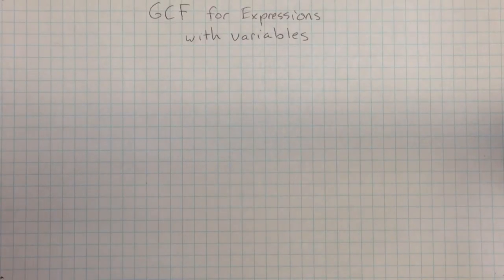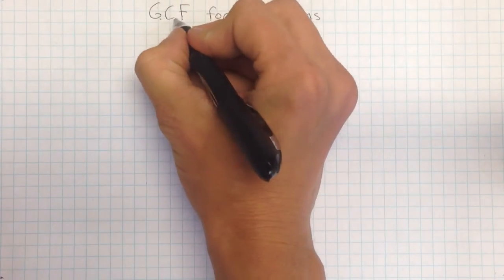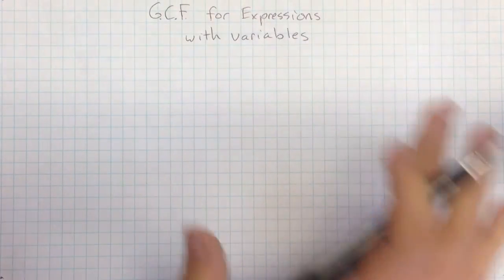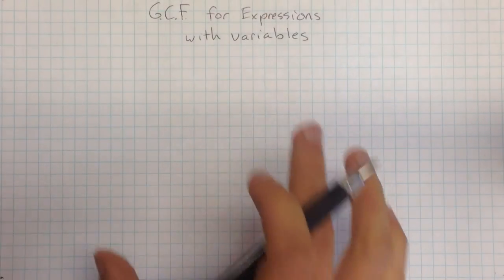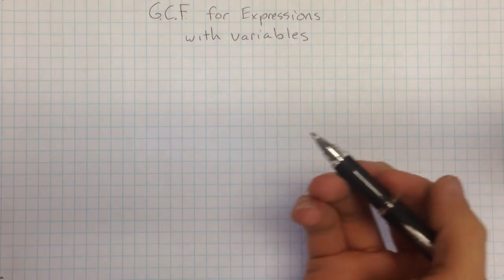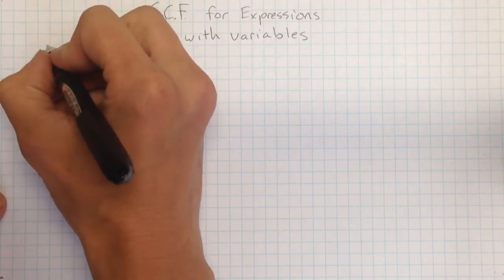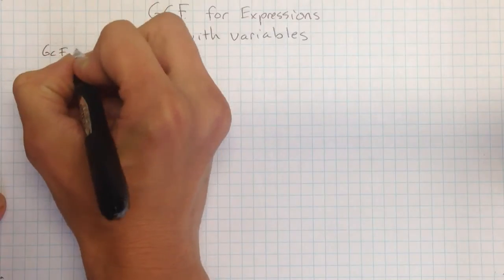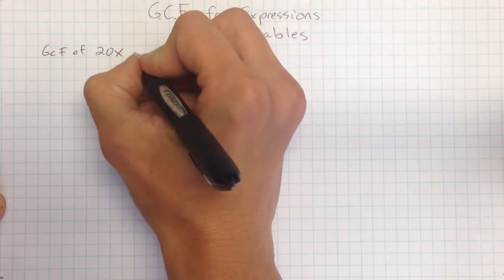So this video is going to be looking a little bit at finding the GCF, which remember stands for greatest common factor, for expressions with variables. So rather than just pulling the GCF out of something like 20 and 30, what if they were variables? So we'll look at an example with this. Let's say if we had to find the GCF of 20x and 30x.